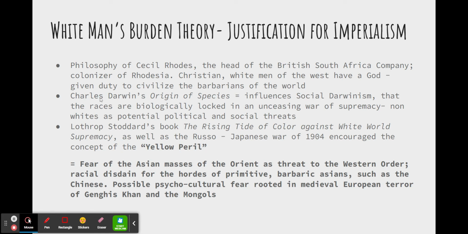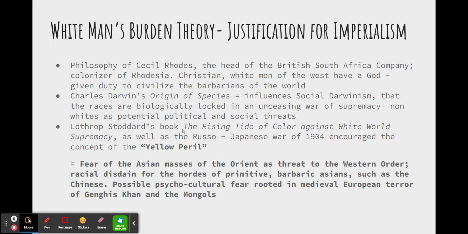Western science was influenced by the book Origin of Species by Charles Darwin. And this brought about this idea in politics of social Darwinism, this notion that the races, that is the human races, are biologically locked in an unending war of supremacy. Of course, the whites would go on to see that non-whites are potential political and social threats to the Western order.